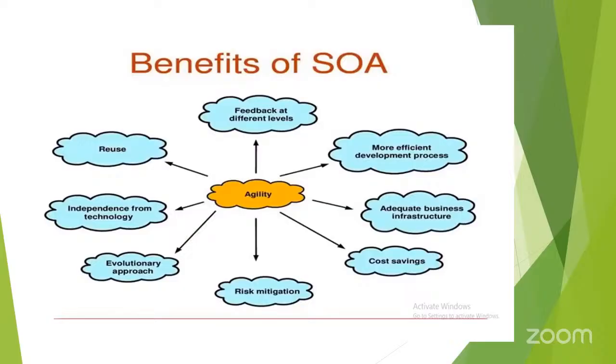And the next benefit is an evolutionary approach. This evolutionary approach is one of the key benefits of SOA, along with risk mitigation. Risk mitigation means there is no user-side risk in maintaining this type of service or product or app.